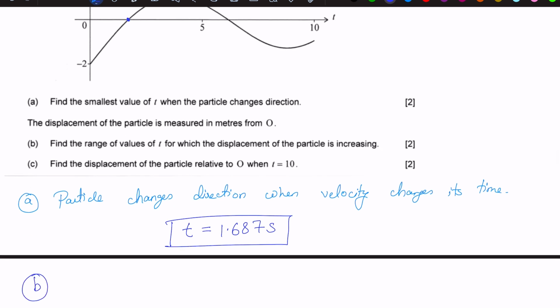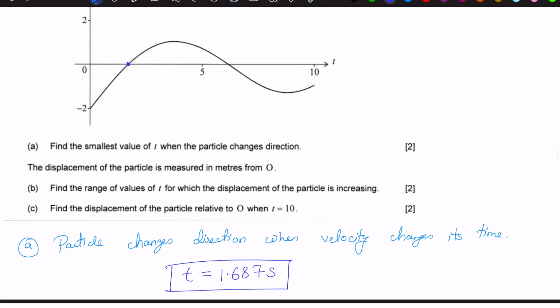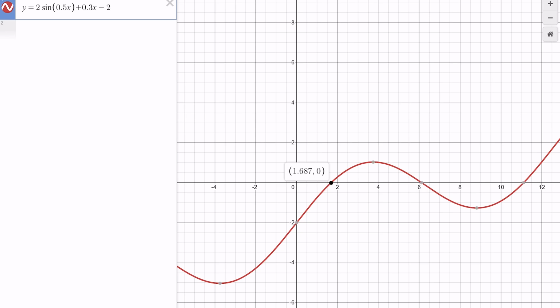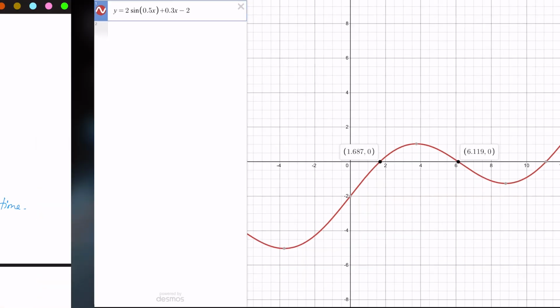Now moving on to part B, the displacement of the particle is measured from O, and we need the range of values of t for which the displacement of the particle is increasing. Now displacement of the particle will increase when the velocity is positive, and the velocity is positive between these two time intervals. I'll go back to the curve and find the times. One is 1.687, the other one is 6.119.